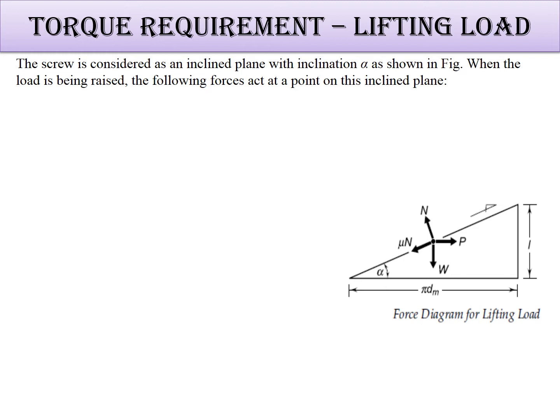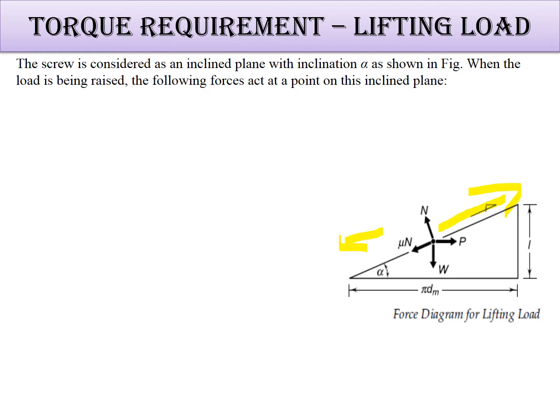This is the force diagram for the lifting load. This is the lead L, and this is the pi dm, that is the pitch circle. And here the load is there. We are lifting the load in this direction. That's why friction will be in the opposite direction. That's why mu n is shown here. This is the normal load which is acting.